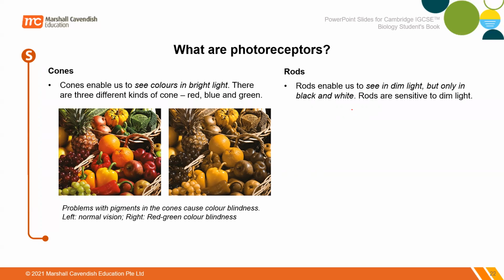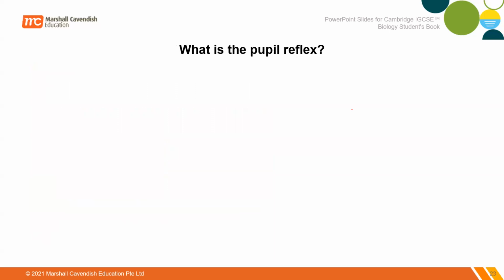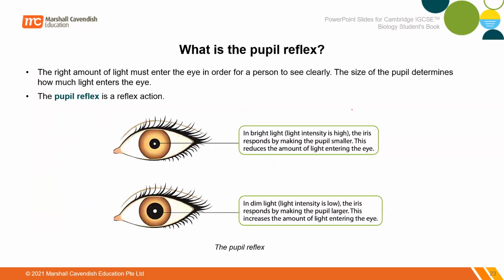Sensitive to black and white or light intensity. Okay, so definitely it will help you to see if we have dim light. But in the exam, if he talks about the dim light and the bright light, he will talk about the reflexes of the pupil.